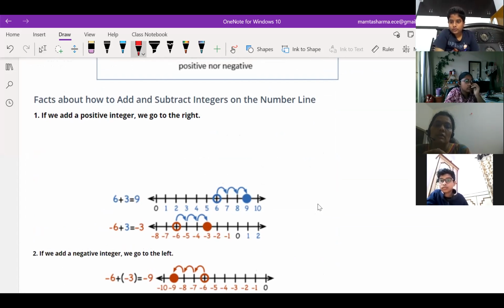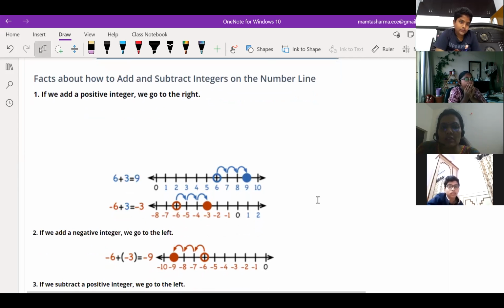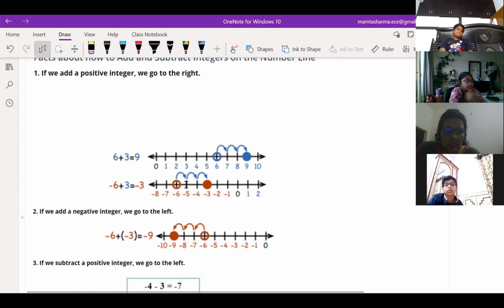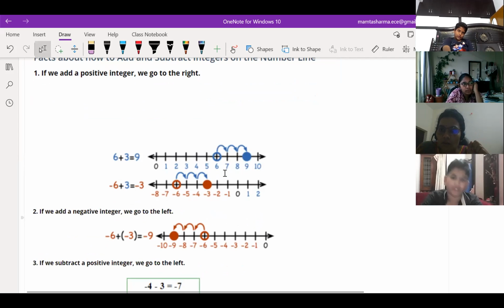Now we will do addition and subtraction with integers. First of all, tell me, if I add 6 plus 3, the result would be 9. How will you represent this on a number line? Ma'am, we first write 6 and move 3 places towards the right side.